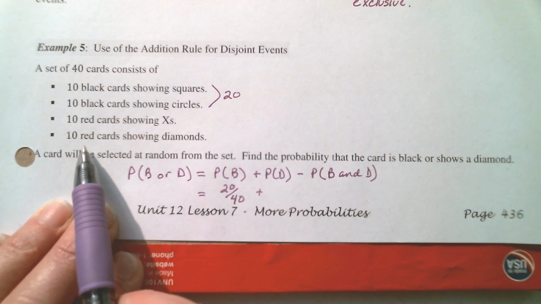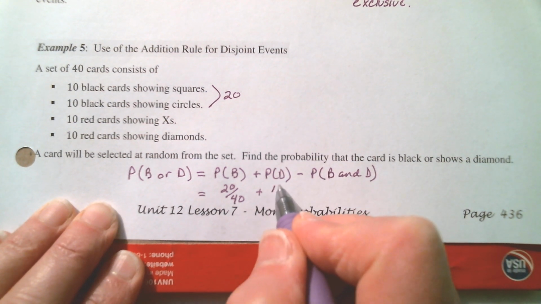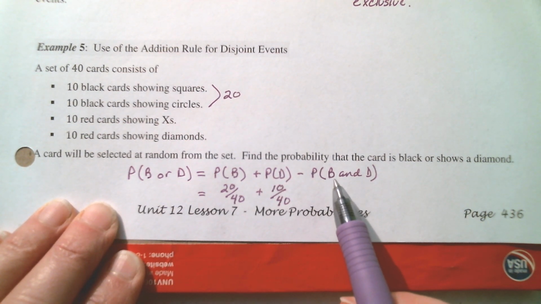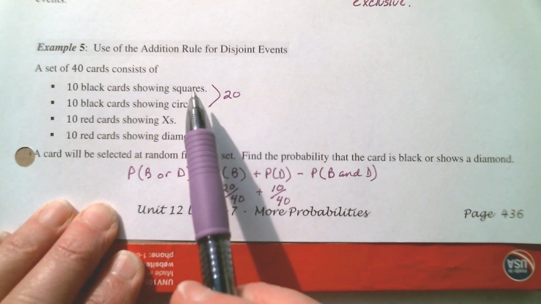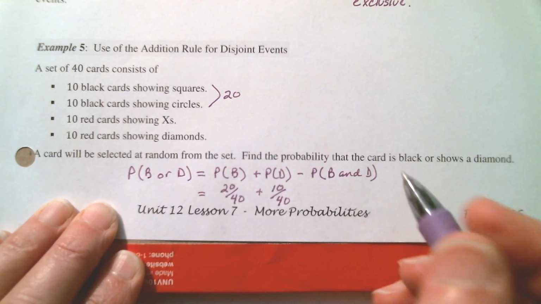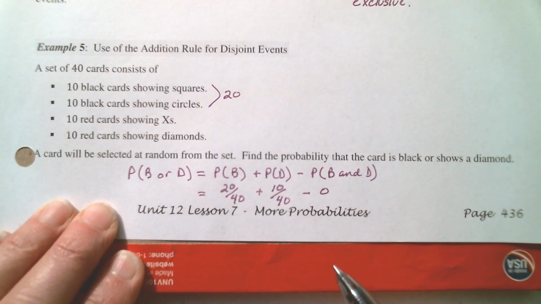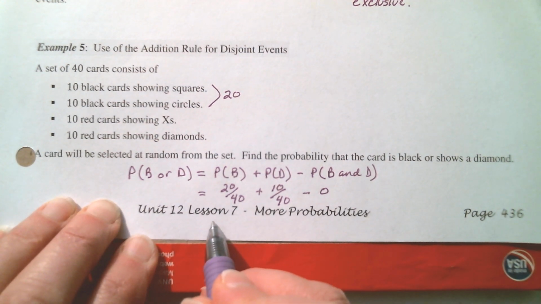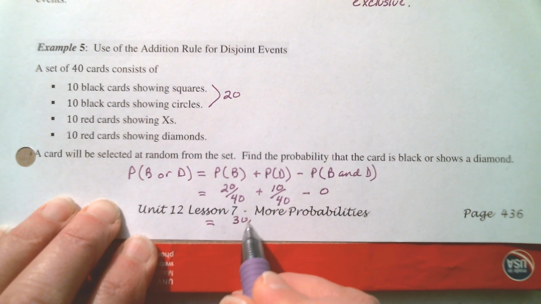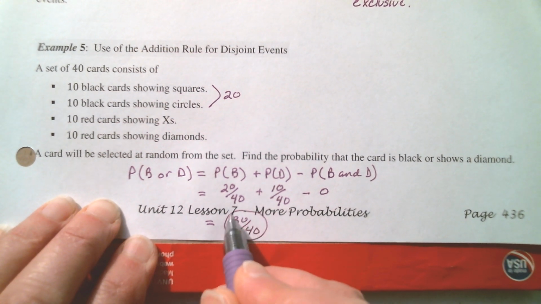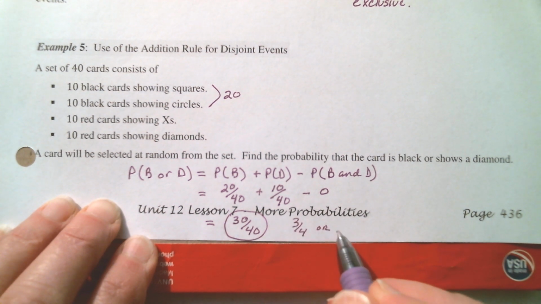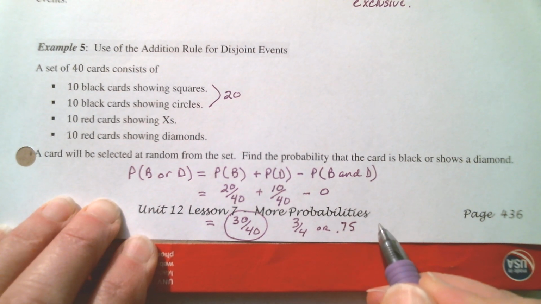Probability of diamonds, there's 10 diamonds. Probability of diamonds, 10 out of 40. Minus the probability of black and diamonds. Well, there are no black diamonds, so that probability is 0. So 20 over 40 plus 10 over 40 is 30 over 40. Or the decimal equivalent, or the reduced fraction, or a percentage.